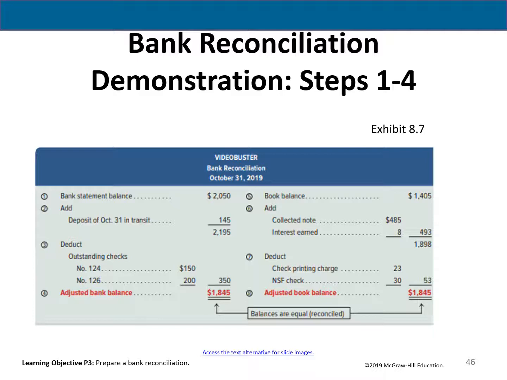Then it looks like we have a check charge. We had some checks printed. On the bank statement, there was $23 subtracted. We never subtracted that because we just didn't know about it. Now it's time to subtract it. And it looks like one of our customers' checks bounced, an NSF check of $30. So we'll subtract that now. So now we've accounted for the items that are on the bank statement but are missing from our company's accounting of the checkbook. Once we add and subtract those items, the balances agree. So the true balance of cash is $1,845.